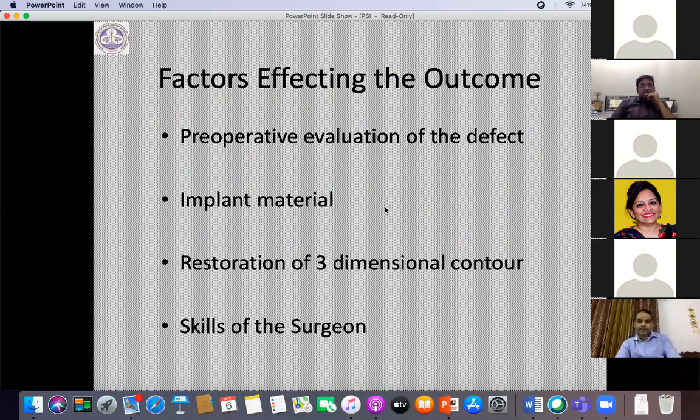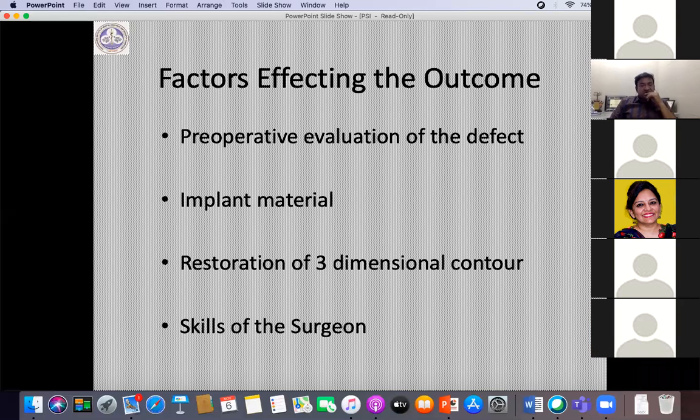Okay, sorry for that. So the factors affecting the outcome in a 3D reconstruction of faces: preoperative evaluation of the defect. Now this can be done virtually on a computer screen, and it has helped us a lot in evaluating the defect which we'll be creating or which we already have because of the trauma or pathology, and then we can measure the implant and measure the defect, plan the implant, the angulation and the length and the width of it. Then implant material, whether it is metallic or non-metallic, whether it is able to restore 3D architecture, and lastly, the skill of the surgeon, which can again be gained over a length of time.